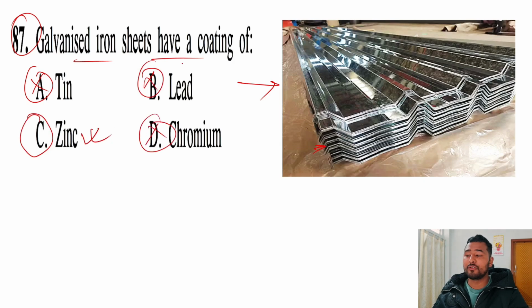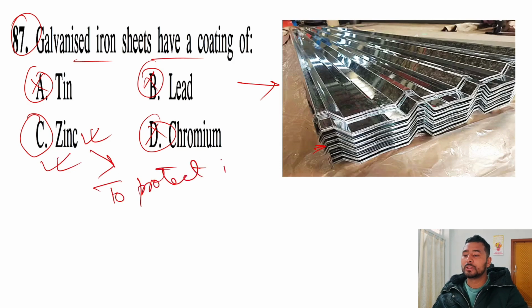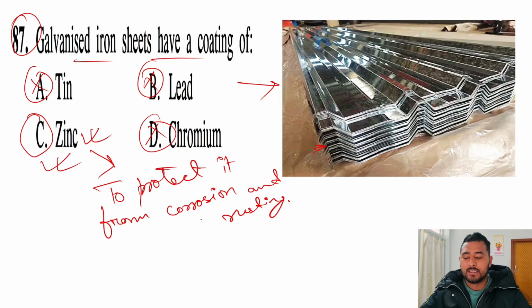So galvanized iron sheets have a coating of what? C, coating of zinc. Why do we coat with zinc? Because to protect it from what? From corrosion and rusting. I hope it is clear. Let's go for next question.